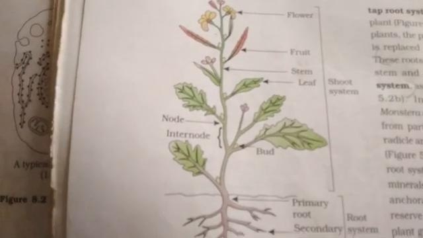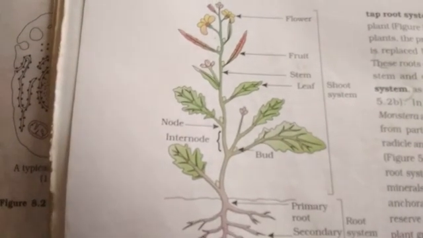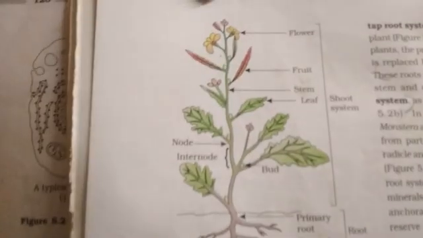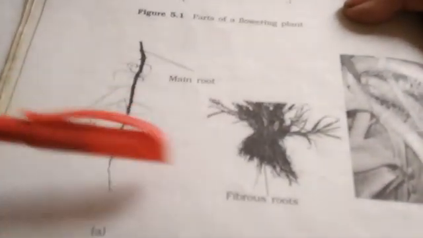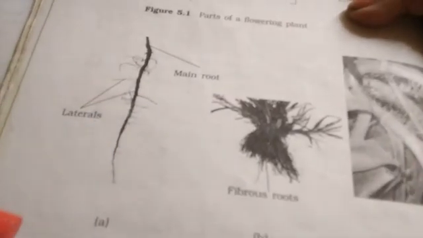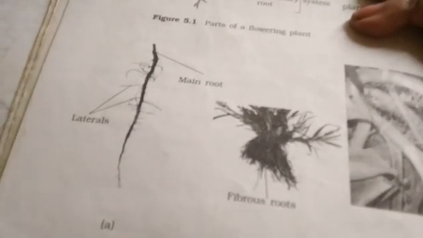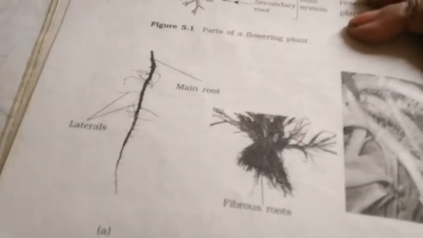therein. So this is your homework, and also another homework is there to draw the roots. You have to draw the taproot and fibrous root, and you have to write the difference between them, and you have to write two functions of root.